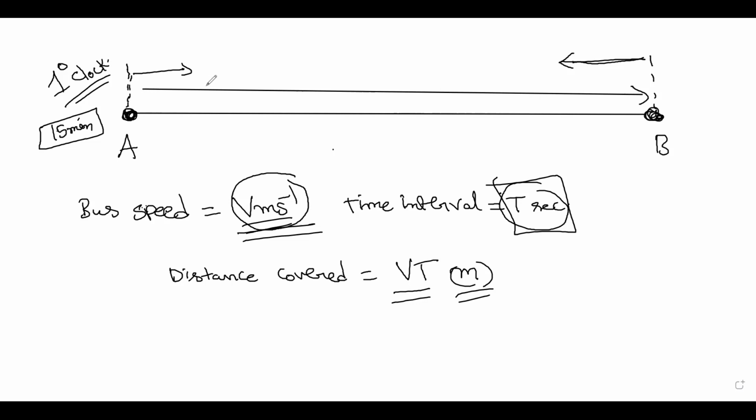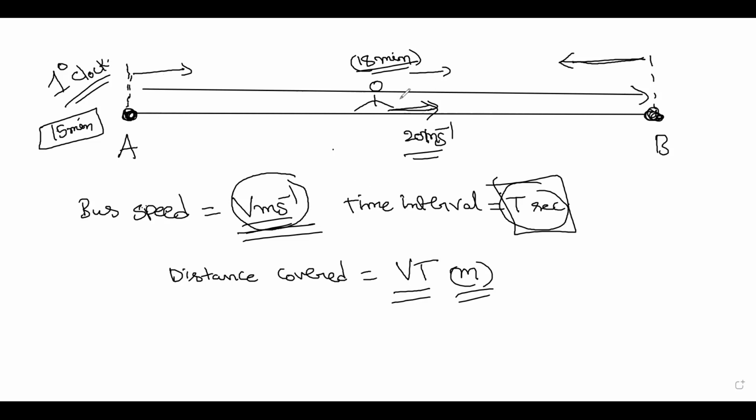Now, there is a cyclist who is moving like this, at a speed of 20 meters second inverse. The cyclist is moving from A to B at 20 meters second inverse. Every 18 minutes, he sees one bus passing by him in this way.